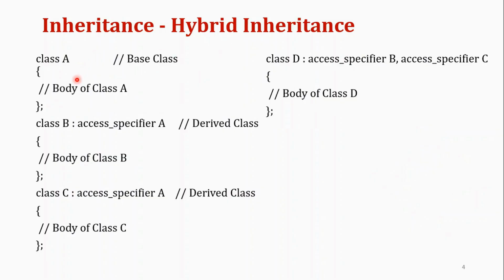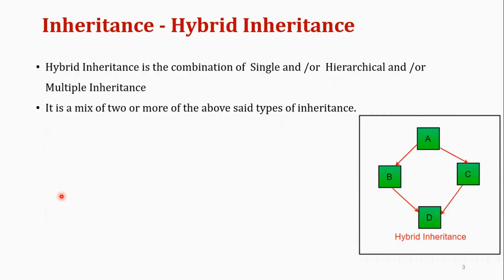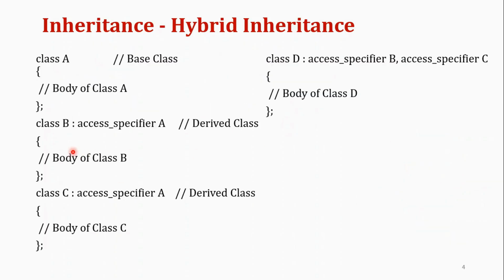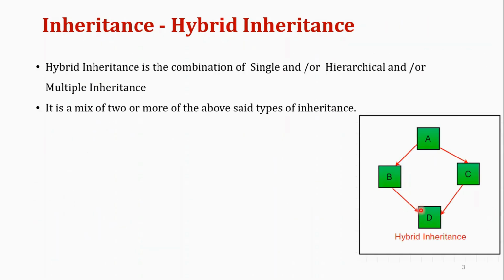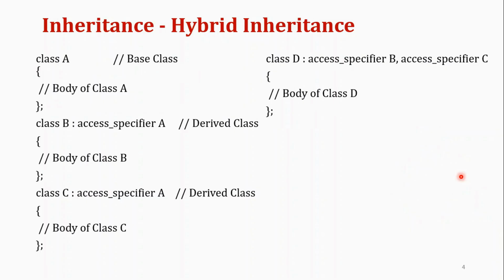Class A is the base class inherited to the class B and the class C. So refer to the diagram. Class A is inherited to class B and class C. So class B colon public A, and class C colon public A. And the last one, class D is inherited from B and C. So class D colon public B, comma, public C. So that is a derived class.